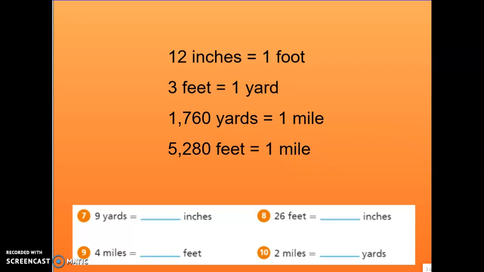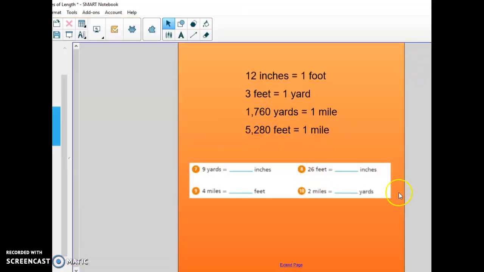So you're going to be getting on Compass and doing an activity on Compass to practice using customary measurements for length. All right, you're heading over to Compass.